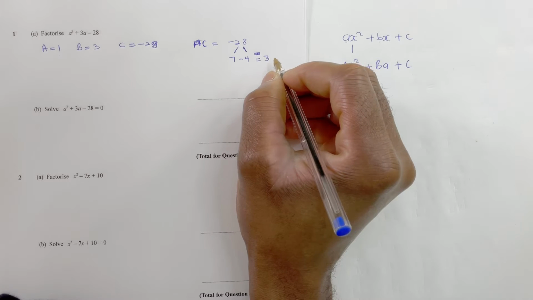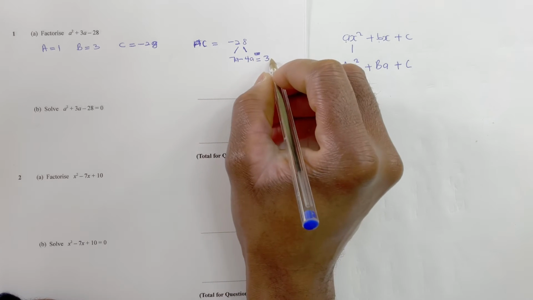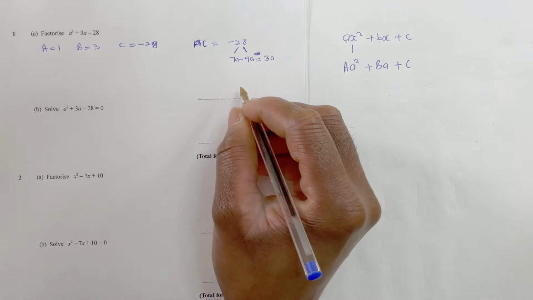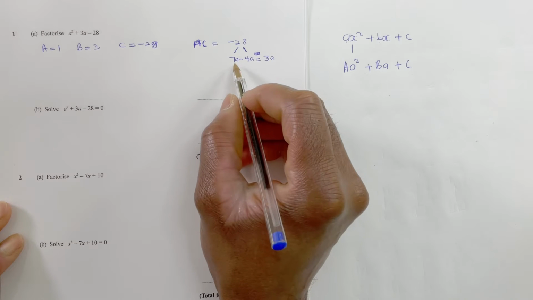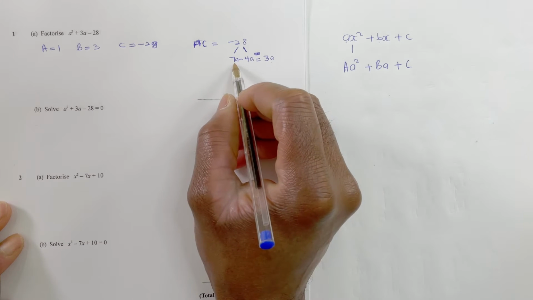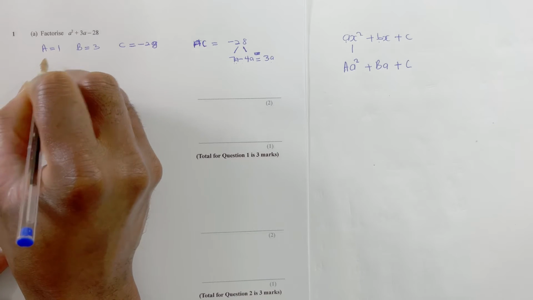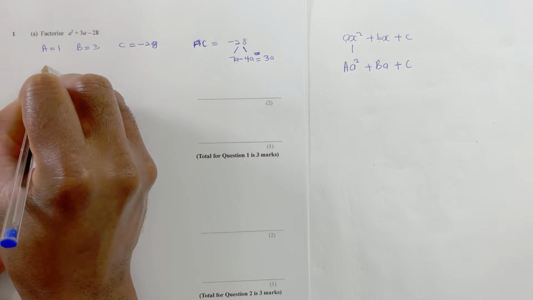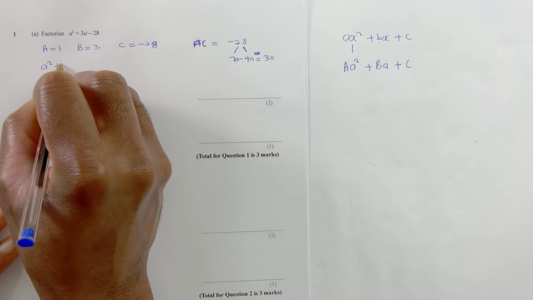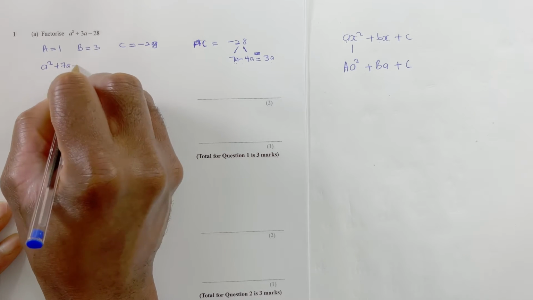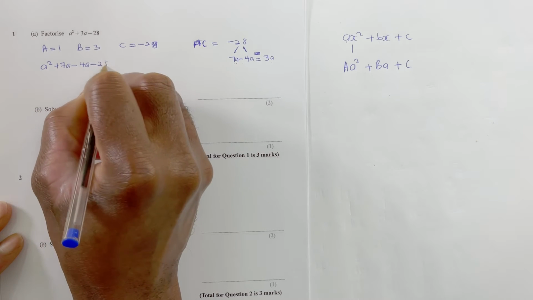And that meant I could put A here, A there, A there. And that gets me 3A. So 3A can be replaced by 7A minus 4A. So I can rewrite that as A squared plus 7A minus 4A minus 28.